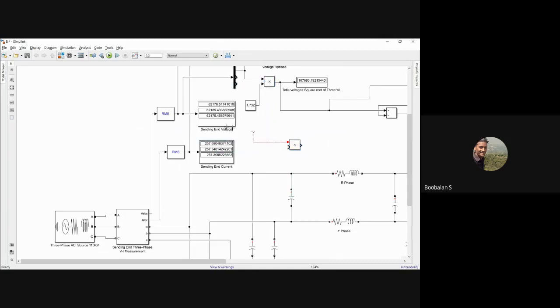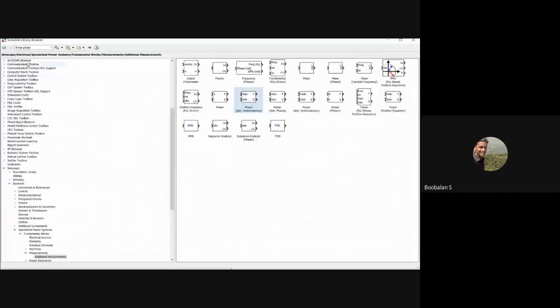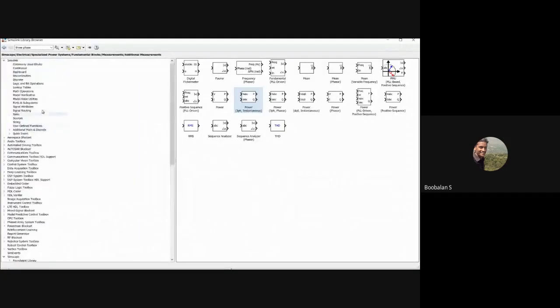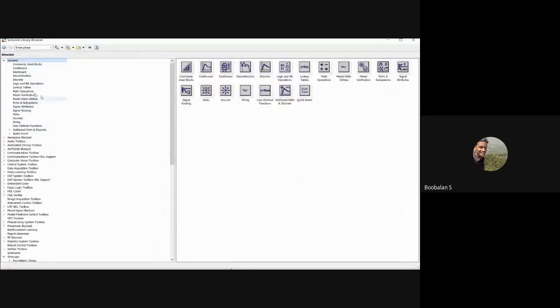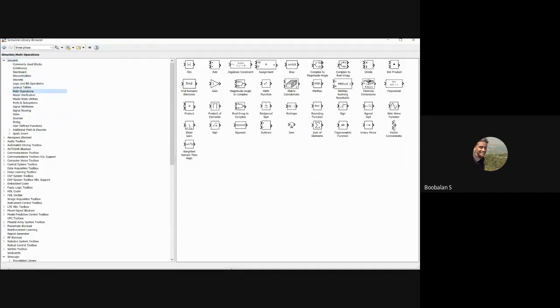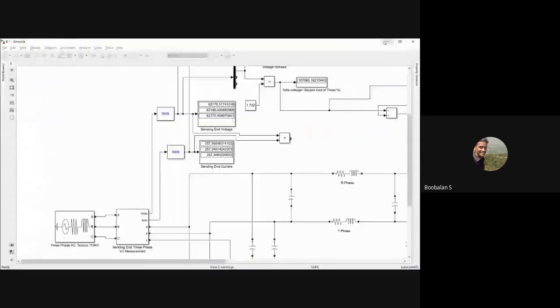That is my sending end voltage into sending end current, and then we need to add it over here, right? So definitely we need to add sending end voltage and sending end current. That's why we need a math operator. We need a sum of elements to add it, right? So then only we can calculate sending end power, that is called apparent power. So in math operations, we need a sum of elements. Add the sum of elements block.